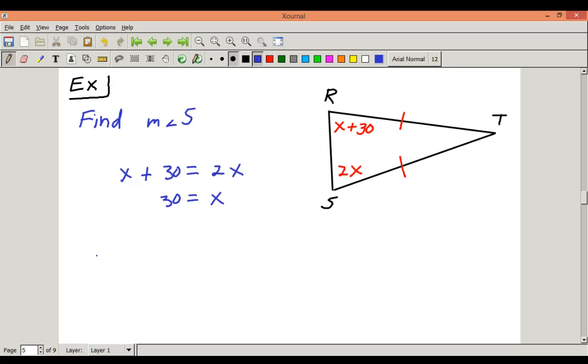Okay, so don't forget we got to go ahead and find the measure of angle S. So the measure of angle S is going to be 2 times that 30, so 60 degrees. All right, so we use the isosceles triangle theorem on that one. Okay, we got a couple more theorems that we're going to prove here, and then we'll have a couple examples after that.